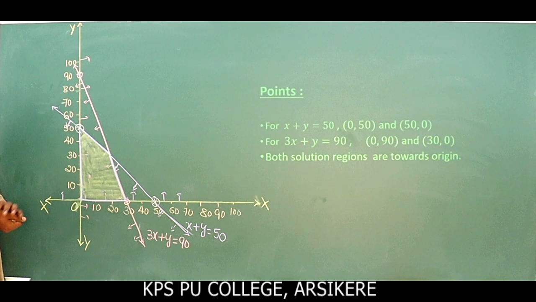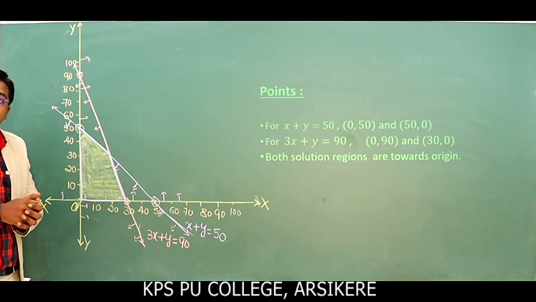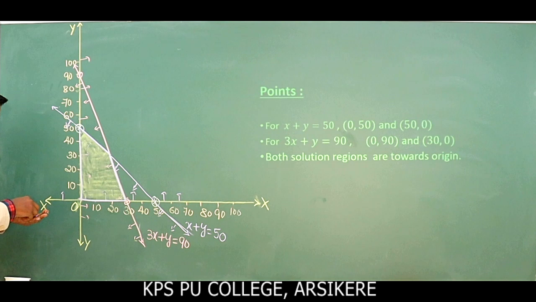So theorem number two: when the feasible region is bounded, then z has both a maximum as well as a minimum value, and these values occur at, what is the point here? Corner points of the feasible region, right? So these values occur at corner points of the feasible region. So let us denote the corner points. These are the four corner points of the feasible region.